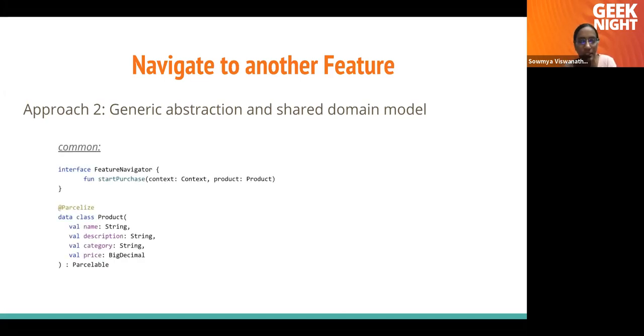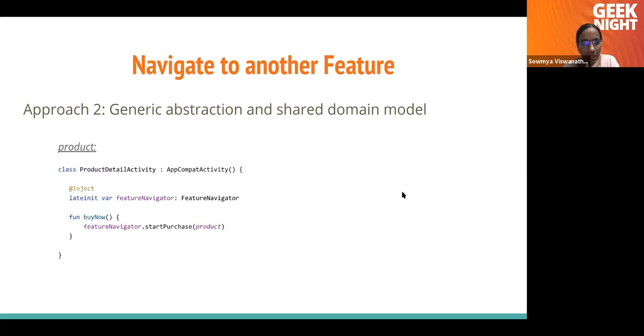Now, next, what we need is a contract to set in place for these navigations. If any feature wants to start the purchase screen, all they need is a contract saying start purchase, and it takes a product with it. So here we have a contract defined like a feature navigator, which is again going to be very generic, not tied to a specific feature. It will again be there in the library module, so that all the features can access it, and it just takes the product object.